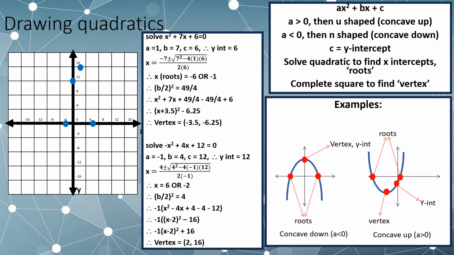Once more, we have our 4 points that I have now plotted on the chart, and we can connect them with a parabola to show our quadratic equation on the chart, with roots of 6 and -2, a y-intercept of 12, and a vertex of (2, 16).